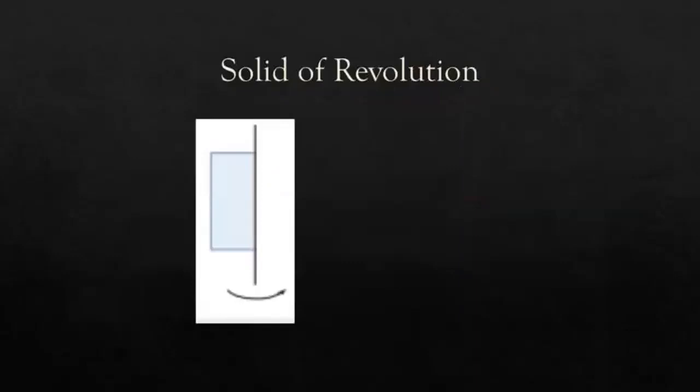We can also make solids of revolution. So a solid of revolution is just taking a shape and rotating it around a certain axis. So in this case, I have a rectangle, and I'm going to rotate it around this line on the side. This is going to be my axis of rotation. And when I do that, what shape do you think I'm going to make?